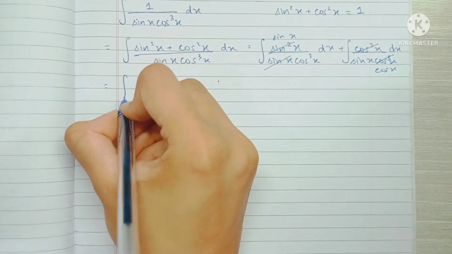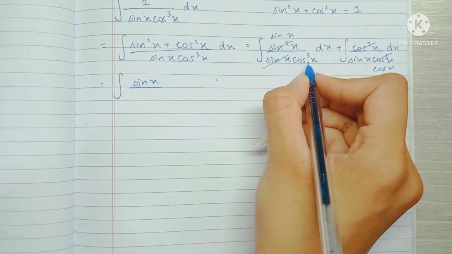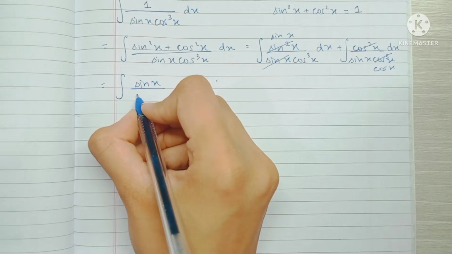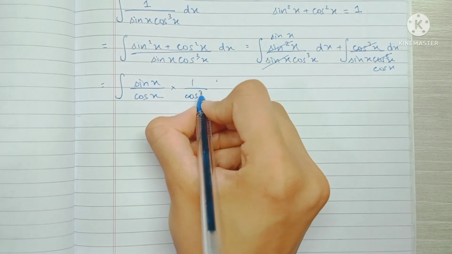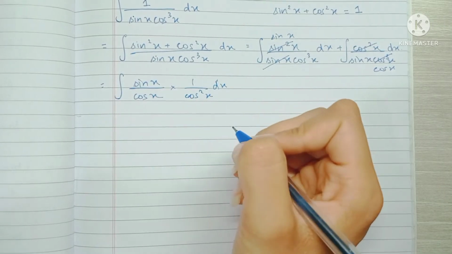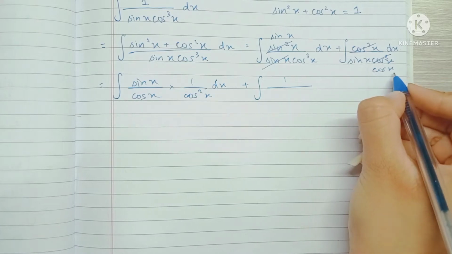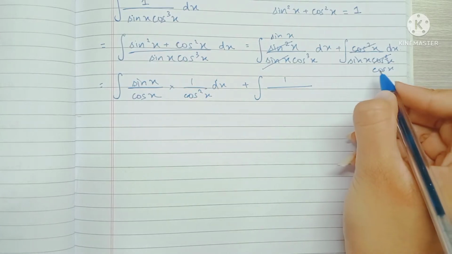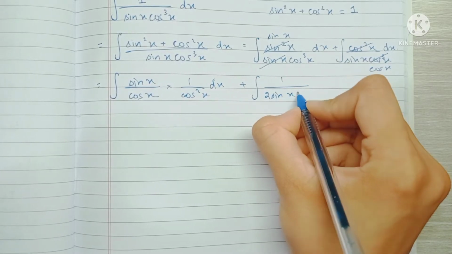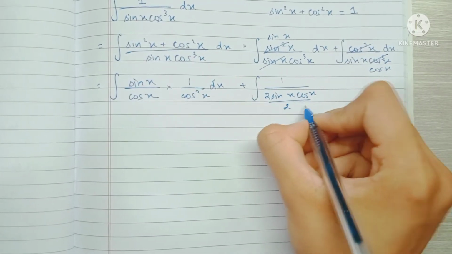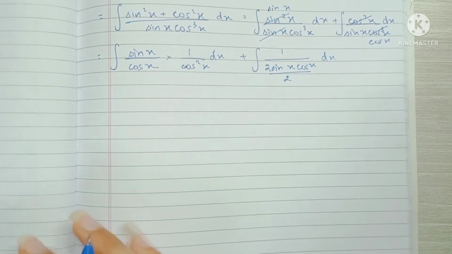So now I'm left with sine x upon, instead of writing cos cube directly, I'm going to write this as sine x by cos x into 1 upon cos square x. It's the same thing, but it's going to make our work easier. In the second integral, we have 1 upon sine x cos x, but instead I'm going to write 1 upon 2 sine x cos x upon 2. We'll see how these two things make our work easier.